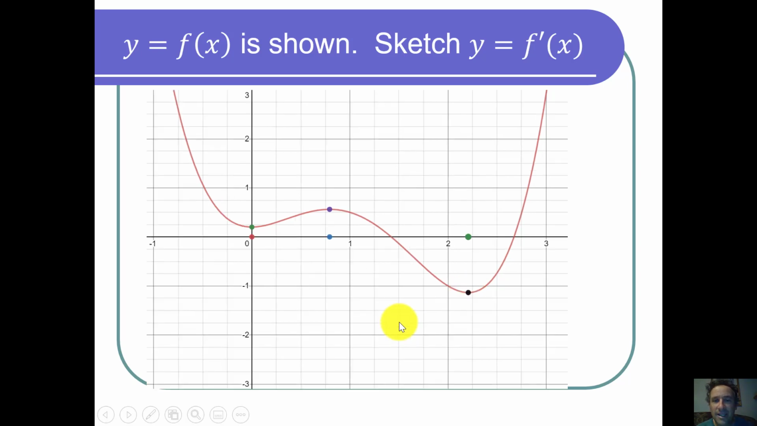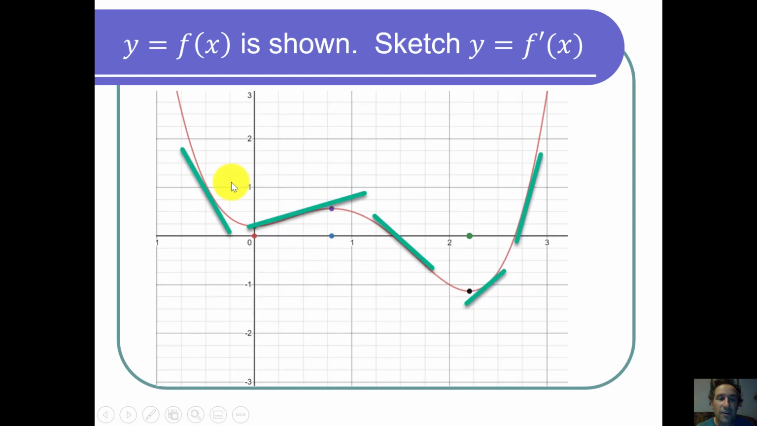So what we can do is now plot the points of f prime of x where we had horizontal tangent lines. So I just put on the x-axis those three points. Okay, now let's see where it is going up and where it is going down. If I walk from the left, I'm over here, notice I'm going downwards. If I'm going downwards, that means that the derivative is going to be negative, so it will be down there. And this is pretty steep downward, so it's going to be way down.